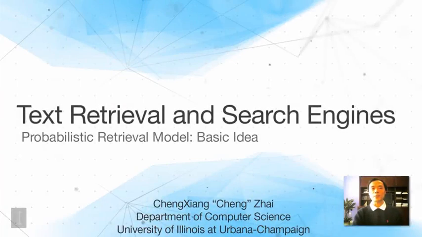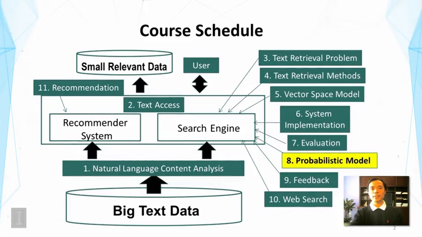This lecture is about the probabilistic retrieval model. In this lecture, we're going to continue the discussion of the text retrieval methods. We're going to look at another kind of very different way to design ranking functions than the vector space model that we discussed before.